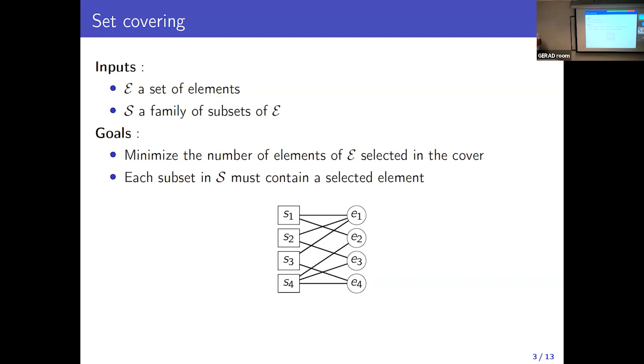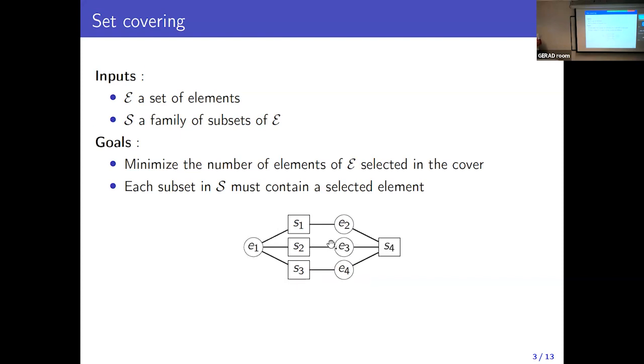Those selected elements are going to form a cover if each subset contains at least one of the selected elements. For the purpose of the presentation, I'm going to use this example a lot, but I'm going to change the layout a bit so it's more readable. Trust me, it's exactly the same as before, just with the position of the nodes changed.